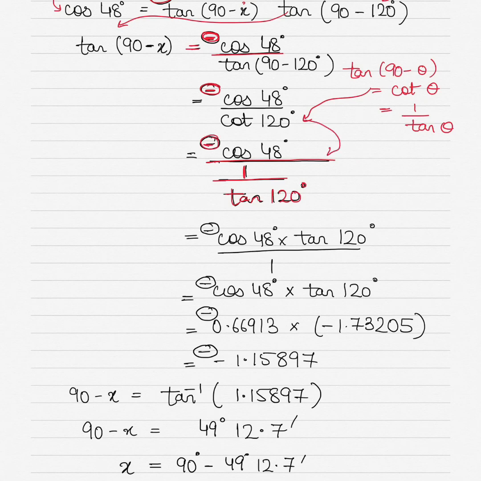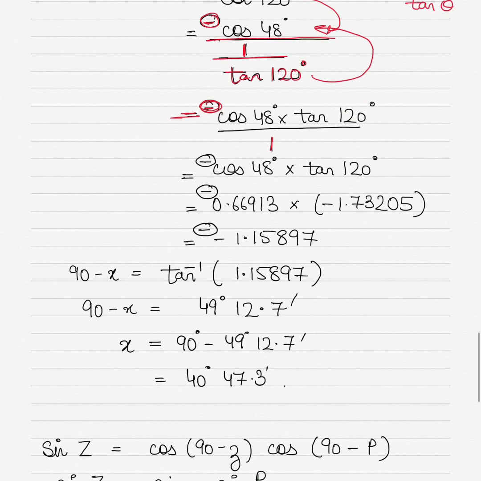So this equation here becomes cos 48 divided by 1 by tan 120. 120 goes up. So this equation becomes minus cos of 48, the minus sign is still there, the extra negative sign that we've included, multiplied by tan of 120 divided by 1. 1 is insignificant in this equation, so this becomes cos of 48 multiplied by tan 120. Still the negative sign is there.